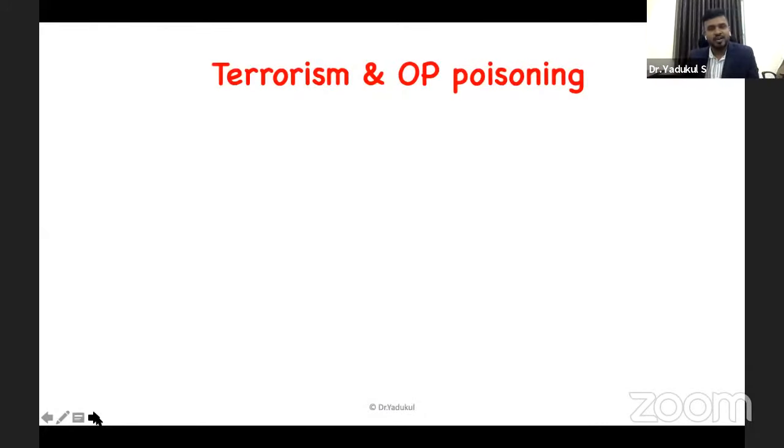To wind up organophosphorus, I want to end with this slide, terrorism and OP poisoning. I think you would be wondering, what is OP poisoning doing here with terrorism? We just see in rural India, we see OP poisoning with farmers and all those things. We all know OP poison, or insecticides, is commonly used in rural India. But we don't know regarding a few gases, or what we call nerve gases, which are also similar in action to OP poisoning, which are used in terrorism.